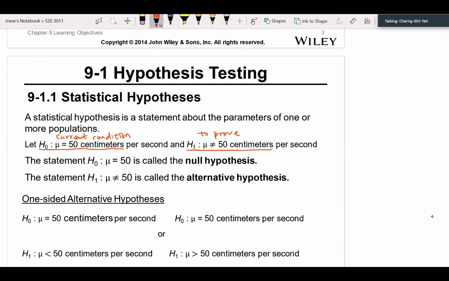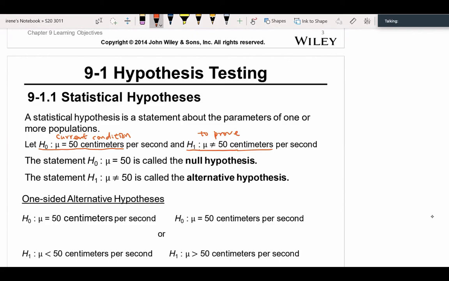Okay, so we start with two statements, null hypothesis and alternative hypothesis. After we perform the analysis, our conclusion is one of the two. We either conclude the null hypothesis, that yes, our current condition has not changed, or we conclude the alternative hypothesis, that yes, our current process is not 50 centimeters per second anymore. We conclude the new process is our alternative hypothesis statement: mu does not equal 50 centimeters per second anymore. All right, so we start with two statements, we conclude one of the two statements. Okay?